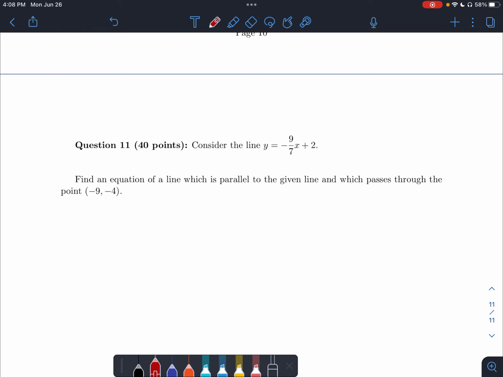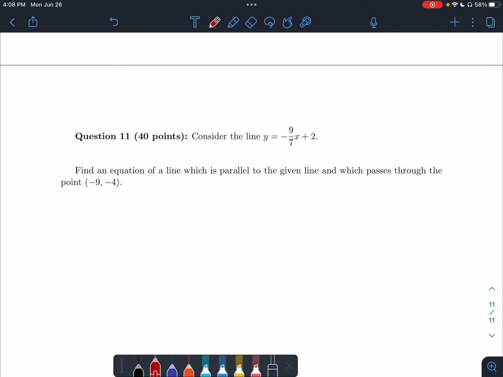Okay, so now we have the last question here. We're going to consider a line y equals negative 9 over 7x plus 2. So the first thing we want to do is find an equation of a line which is parallel to the given line and passes through the point negative 9, negative 4. Okay, so a line that is parallel is going to have the same slope. So here we'll note that m is equal to negative 9 over 7.